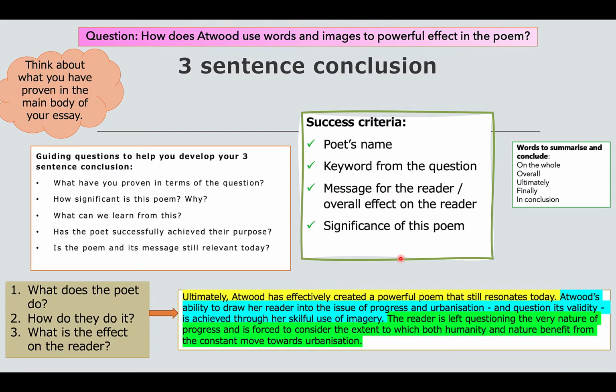So again, just like with the introduction lesson that I did, you've got a 3-sentence introduction and you've also got a 3-sentence conclusion. So you are going to be starting with thinking about what you've proven in the main body of your essay. And I've given you some things here to help you. So you've got a list of guiding questions to help you develop your 3-sentence conclusion. Think about what you've proven in terms of the question. Think about the significance of this text.